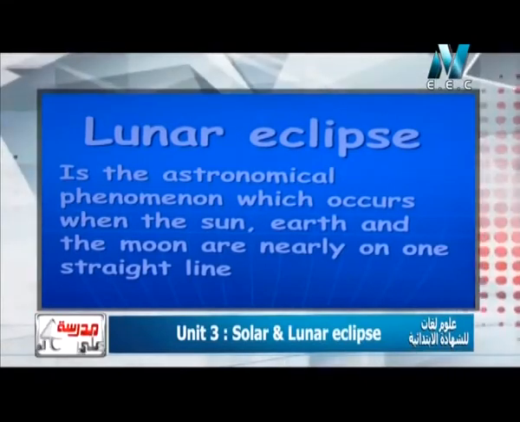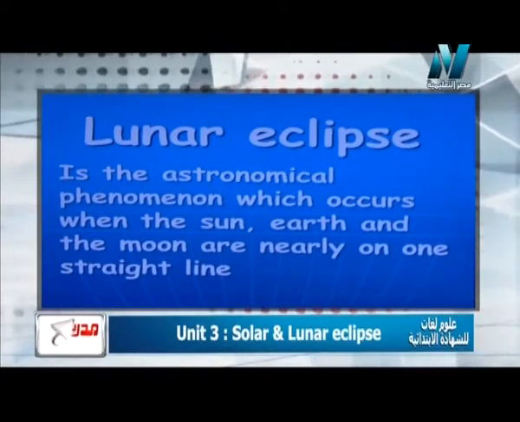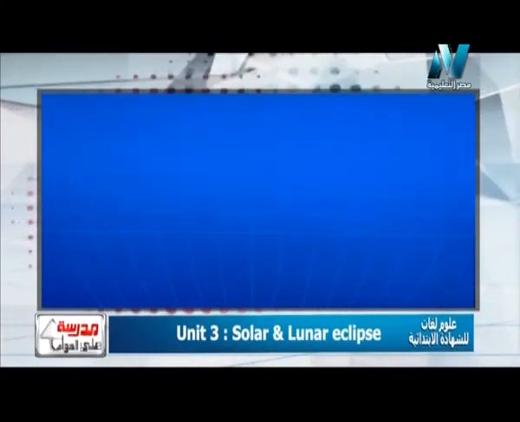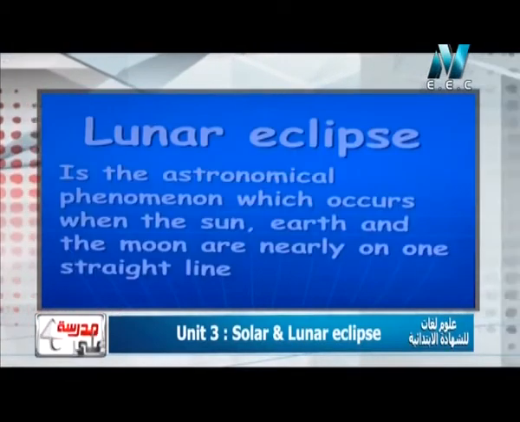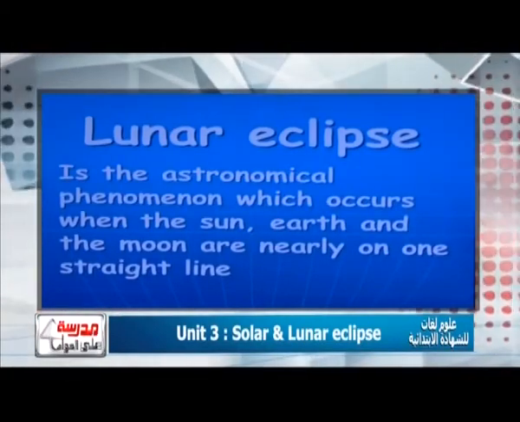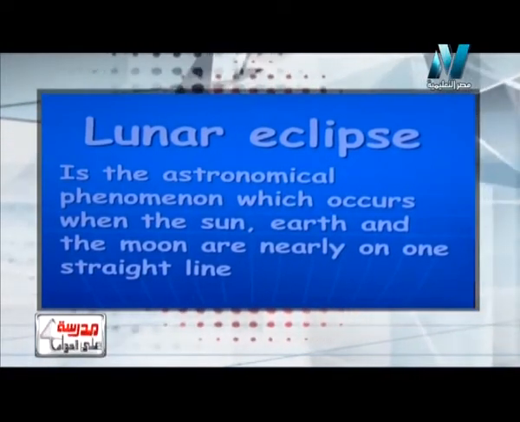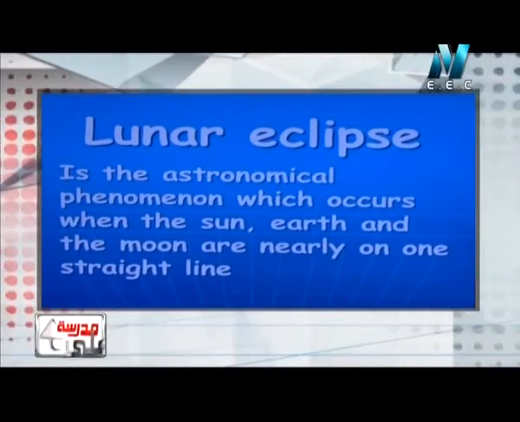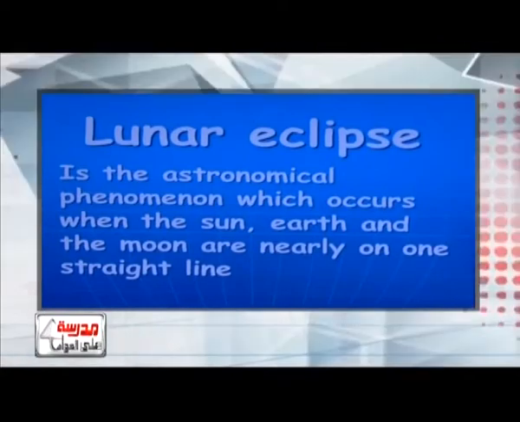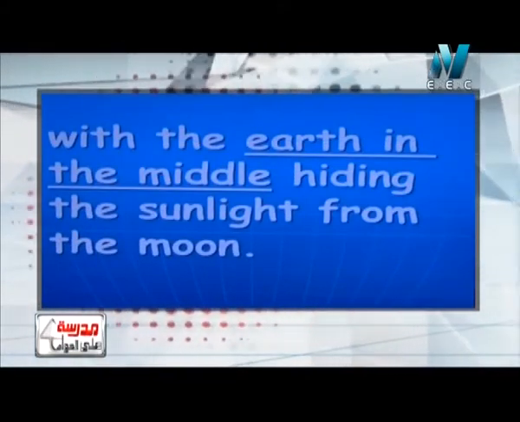هنا نفس الظاهرة تقريبا، لكن الاختلاف الوحيد هو إن ال Earth هي اللي in the middle between the sun and the moon. Look here, with the Earth in the middle hiding sunlight from the moon. So it's a very important definition. What's meant by lunar eclipse أو خسوف القمر زي ما هنسميه? It's the astronomical phenomenon which occurs when the sun, Earth and the moon are nearly on the same straight line. نفس الشرط اللي فات بالظبط. لكن ايه هو الزيادة او ايه difference between the lunar and solar? With the Earth in the middle hiding the sunlight from the moon.